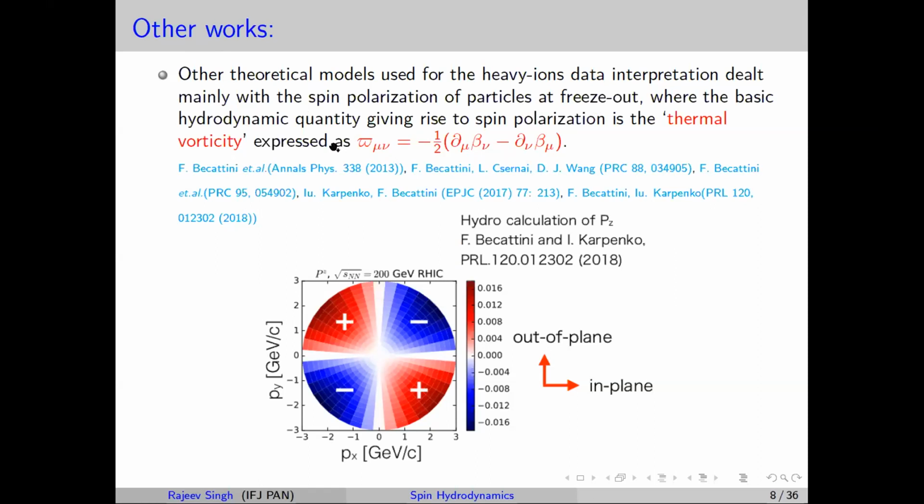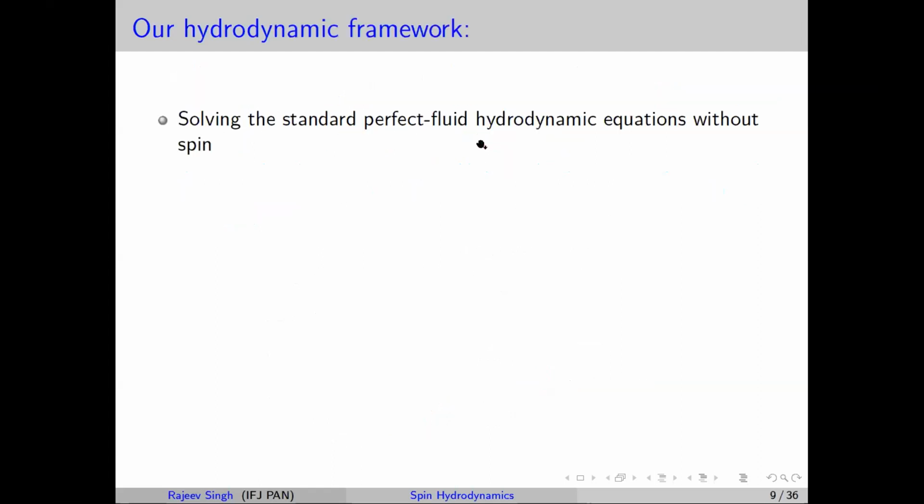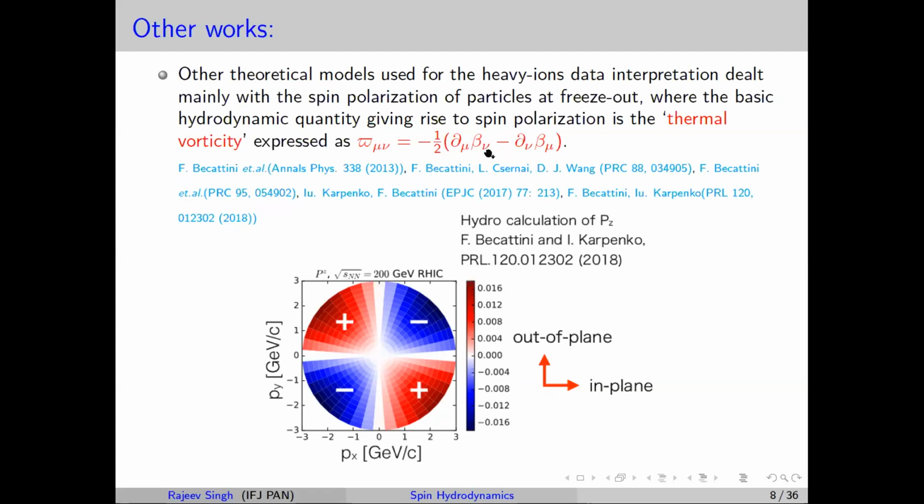So the point is that at the freeze out, they think that spin polarization is linked directly to the thermal vorticity. This is the thermal vorticity, which is the ratio of the fluid flow vector over the local temperature. So the problem is that RHIC also gave the results of longitudinal spin polarization. Longitudinal spin polarization means spin polarization along the beam axis.